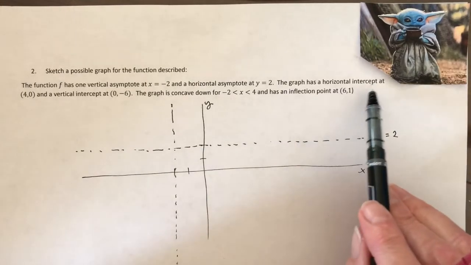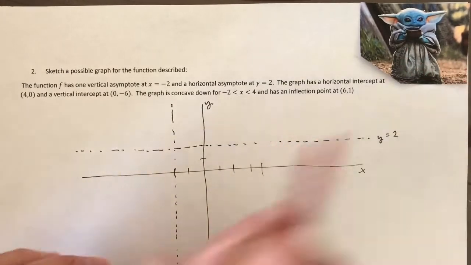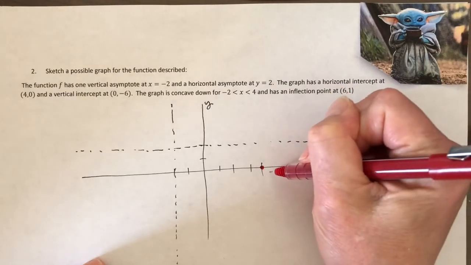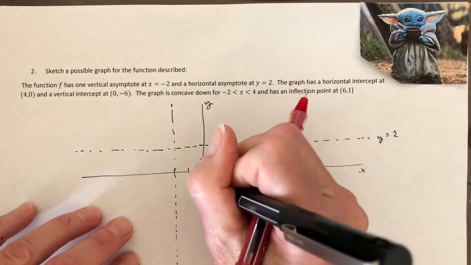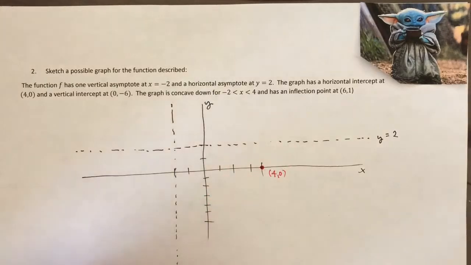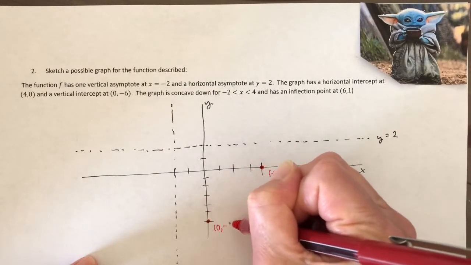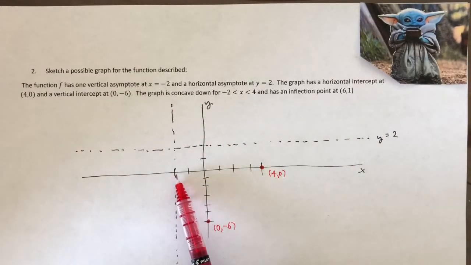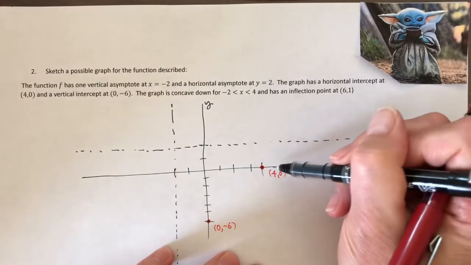The graph has a horizontal intercept at 4, 0. 1, 2, 3, 4. So right here, the graph hits the x-axis. And a vertical intercept at 0, -6. 1, 2, 3, 4, 5, 6. The graph is concave down when x is between -2 and 4. Okay, and it has an inflection point at 6, 1.